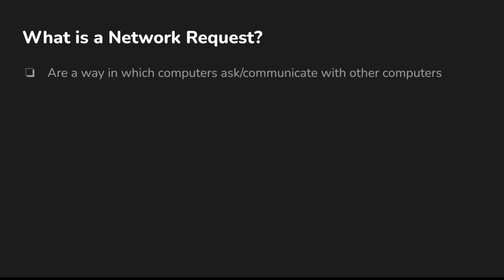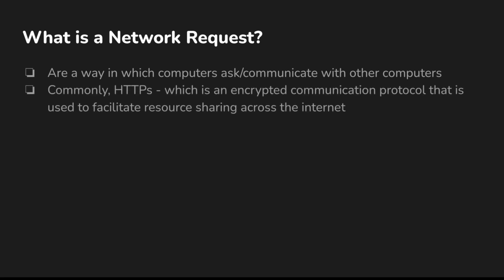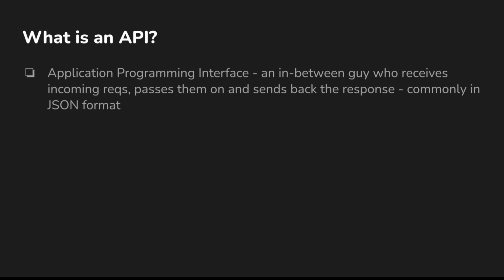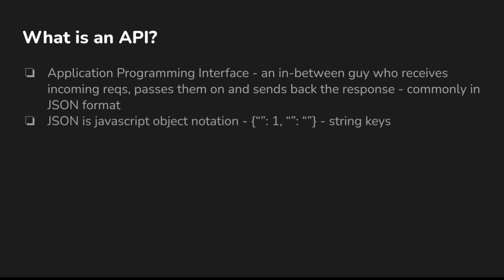Network requests, in simple terms, are ways in which computers ask or communicate with other computers, commonly through the HTTPS protocol, which is an encrypted communication protocol and is used to facilitate resource sharing. What's an API? An API is an application programming interface, which in simplistic ways can be thought of as an in-between guy who receives incoming requests, passes them off to the server or to the other computer, and then sends back the response, commonly in JSON format.